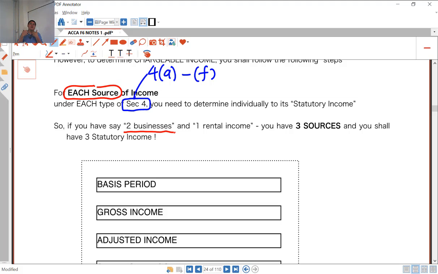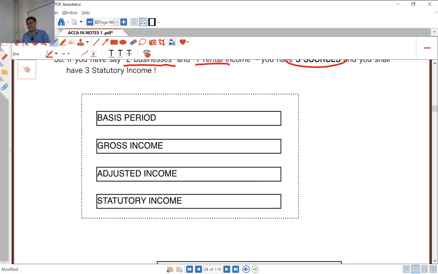They say, how come like that? Because the law has actually decided that for rental, everybody is aggregated as 1. That's why you have some differences in the rules that we have to apply in the future, which we'll go through, okay? But that's the idea. If you have 2 businesses and 1 rental, then you actually have 3 sources, okay? The first thing we need to find is, for each of the sources, you must get to the figure called statutory. And how do you get statutory?